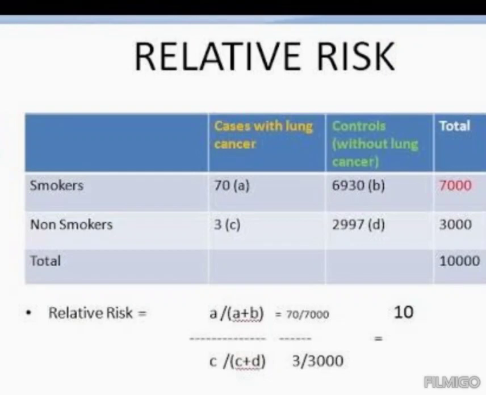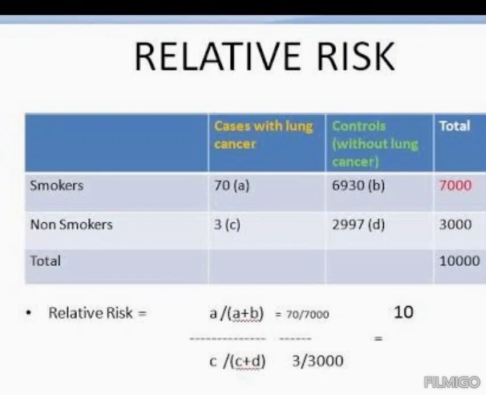Number needed to treat. The number of patients who need to be treated for one patient to benefit is known as number needed to treat. The lower the number needed to treat, the better the treatment. Number needed to treat is equal to 1 by absolute risk reduction. We have to remember the absolute risk reduction formula in order to calculate the number needed to treat. The formula for absolute risk reduction is C by C plus D minus A by A plus B according to the contingency table.